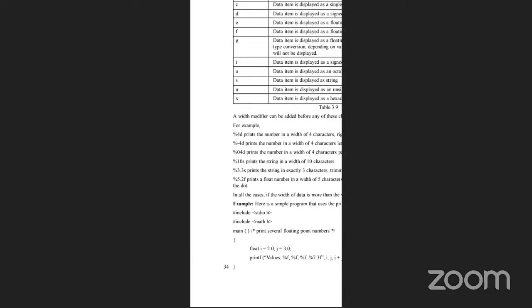Open bracket, start: float i equal to 2.0, j equal to 3.0. printf values percentage of a, percentage 7.3f, comma i plus j, plus j over square root of i plus j. This is the function.